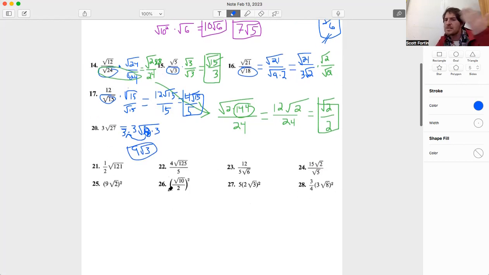All right, so these get a little more complicated here. We square it first. We get 10 over 4. This one's done. That was easy. This one here, 121. What goes into it? Oh, it's actually that one. That one's a perfect square also.